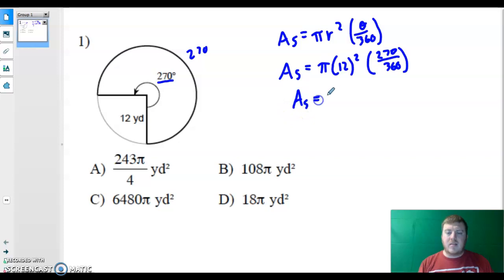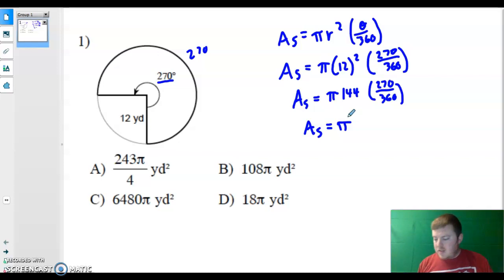So the area of the sector would equal 12 squared, which is 144. So I'm going to have pi times 144 times 270 over 360. Just leave the pi as it is, and then go into your calculator. If you have one of these calculators that we've been using in class, it's real easy to do this. Just type 144 times, and then hit the fraction button, 270 over 360. And it should give you 108.